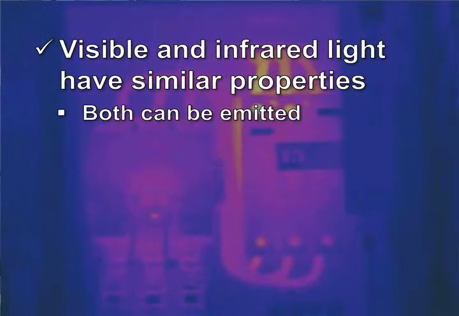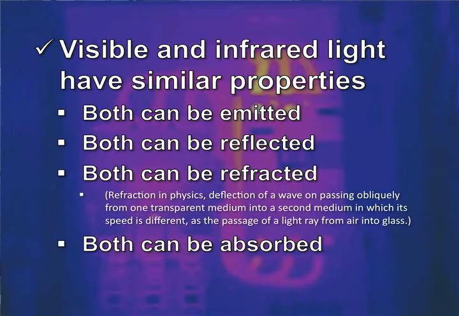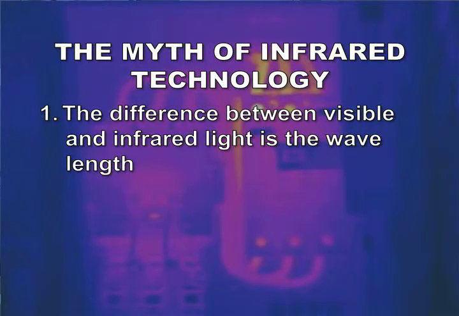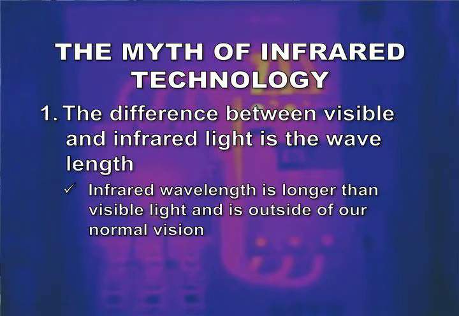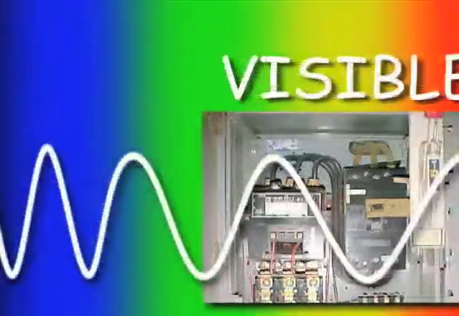Infrared light is very similar to visible light. It can be emitted by targets, it can be reflected, refracted, it can be absorbed, many different things. But the big difference between infrared and visible light is the wavelength that it's emitted at. Infrared is at a wavelength that's outside of our normal vision. We can't see it. However, infrared is also going to be traveling at the speed of light. Like I said, it's very similar to visible light. The big difference, however, is that infrared is longer in wavelength, outside of our vision.